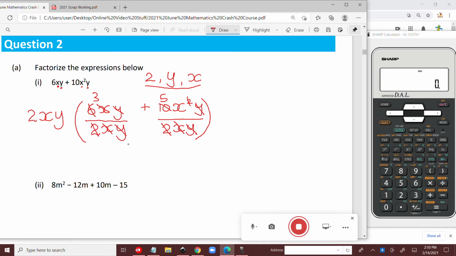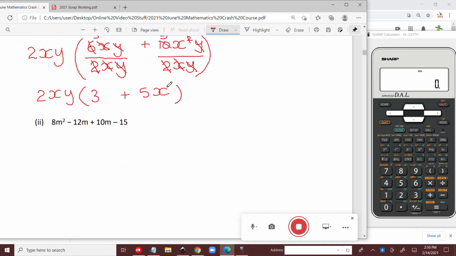So what will my final answer look like? 2xy is what we pulled out. And what are we remaining with in the brackets? 3 plus 5x. And that's the end of that question, with all the working shown clearly. So let's move on to the other one.